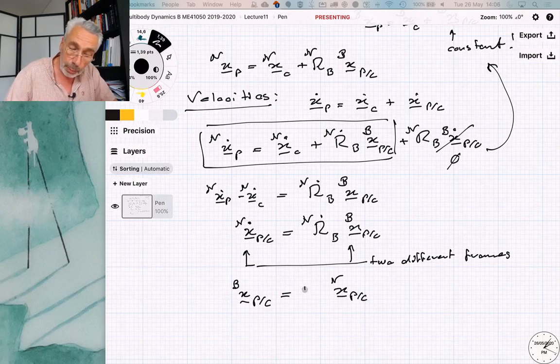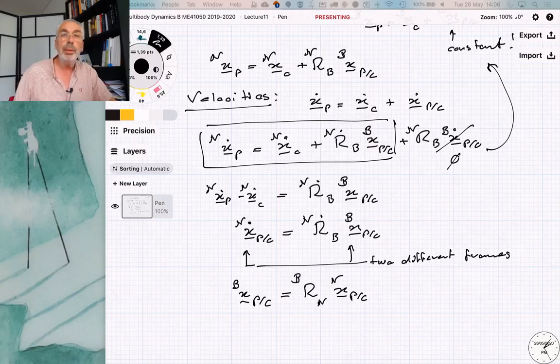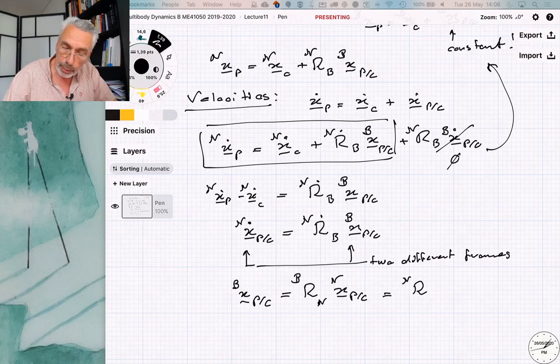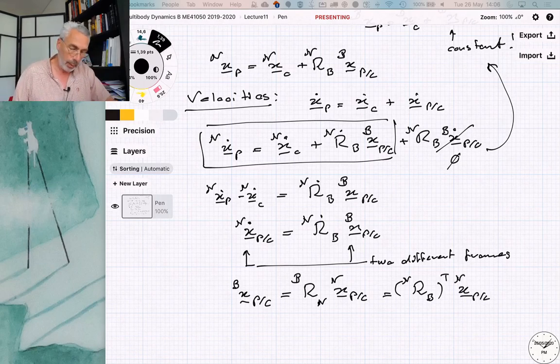Now what do we have to do? Then we have to multiply with this matrix R n b, right? But remember that this matrix is actually the inverse of this guy, and since it's an orthogonal matrix, it's even nicer, it's the transpose of that guy. So we could also write that as, oh yeah, that is the R n b transpose times this x_p c. Okay, now we have everything, and then we have to put it in the equation.